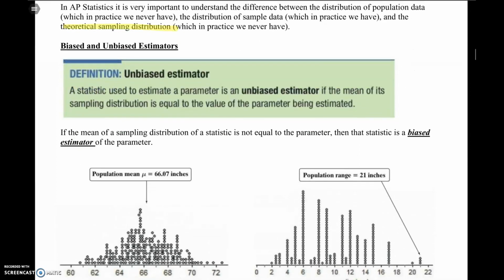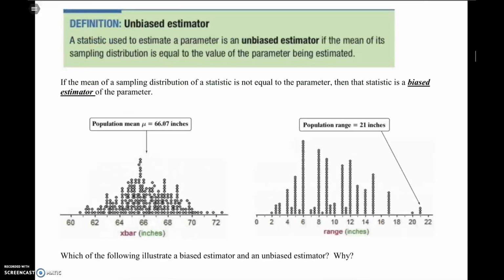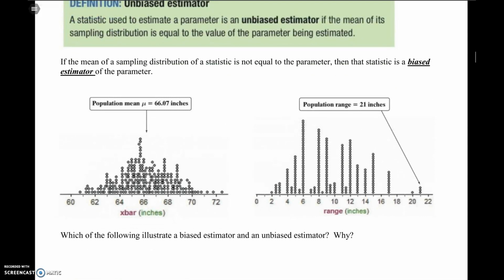Bias versus unbiased estimators. So what is an unbiased estimator? A statistic used to estimate a parameter is an unbiased estimator if the mean of its sampling distribution is equal to the value of the parameter being estimated. If the mean of the sampling distribution is not equal to the parameter, then we say the statistic is a biased estimator. So what does that mean?